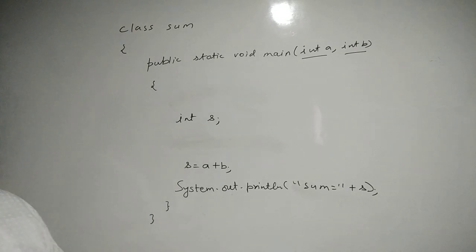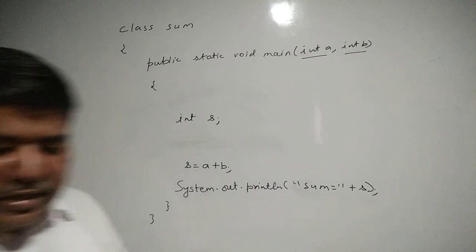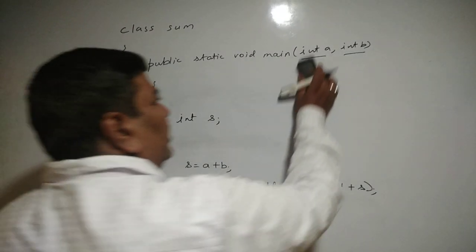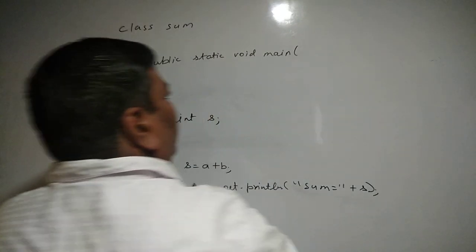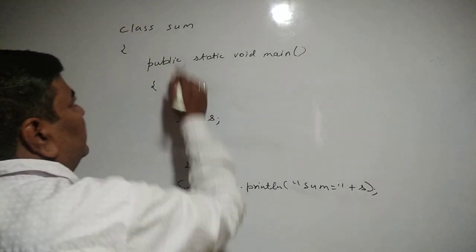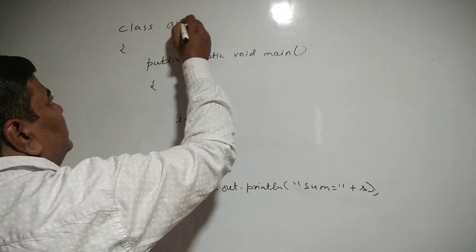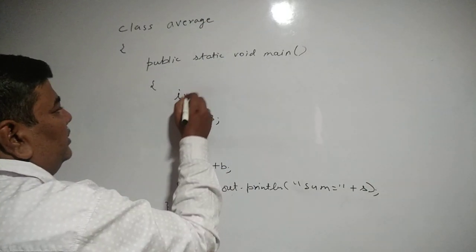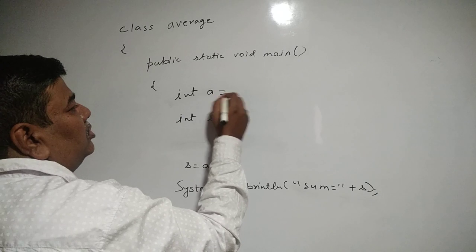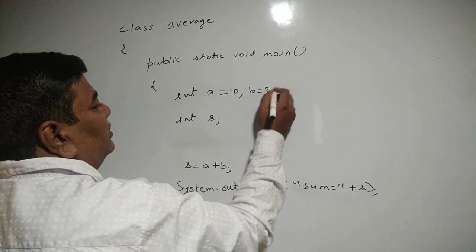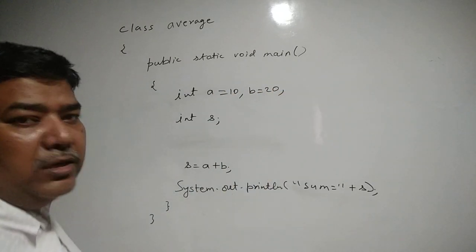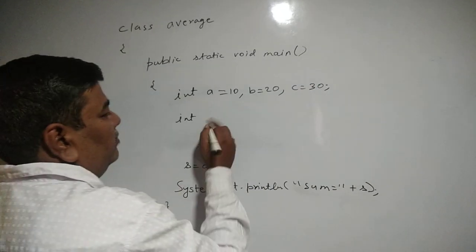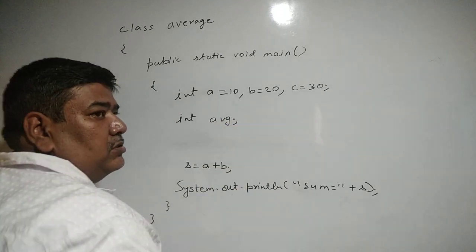So like this we can solve some simple programs. Like this is for the sum of 2 numbers. Similarly, suppose I ask you to find the average of 3 numbers. So what can we do? We can take 3 variables. First of all, let us change the class name. Suppose I make the class name Average. Then we have to find the average of 3 numbers, so we will take any 3 numbers over here. Suppose a equal to 10, b equal to 20, c equal to 30. Then I will take one variable avg, suppose.